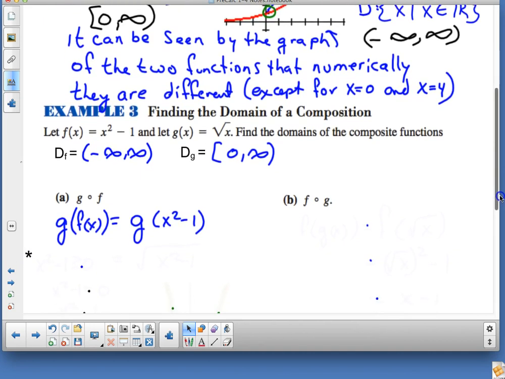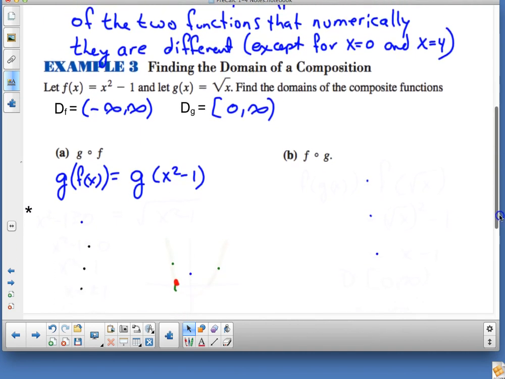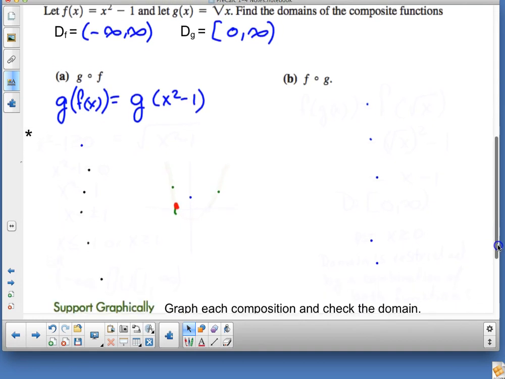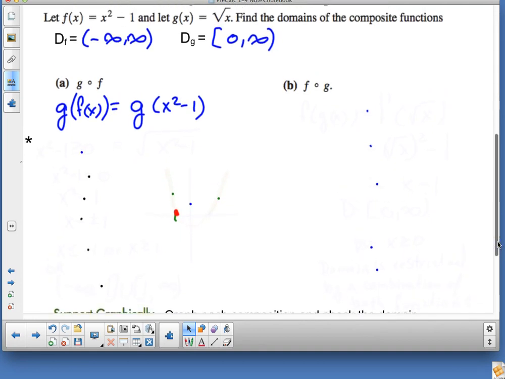Let's look at example 3. You guys do A and B, please. I want you to be thinking of A and B. Actually, I'm going to do A with you. You guys do the composition first, the first composition. We'll talk about those domains together.